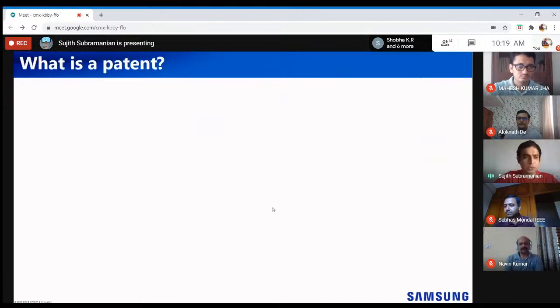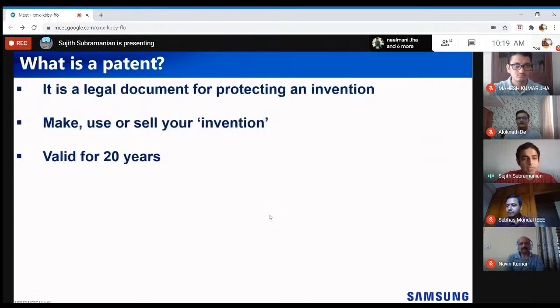Just to give a glimpse of what a patent is, we'll not go through it in detail, but we have to understand that it is a legal document for protecting an invention. That means an invention is a creation of human intellect and it has to be protected. Just like you have your house, which has a property sale deed that says you own the house, in the same way you need a document which says, this is my invention. It is first of all a very personal document, which means you have complete rights over the invention, which means you can control who can make, use, or sell your invention. Not only that, it is valid for 20 years from the time of filing the patent.